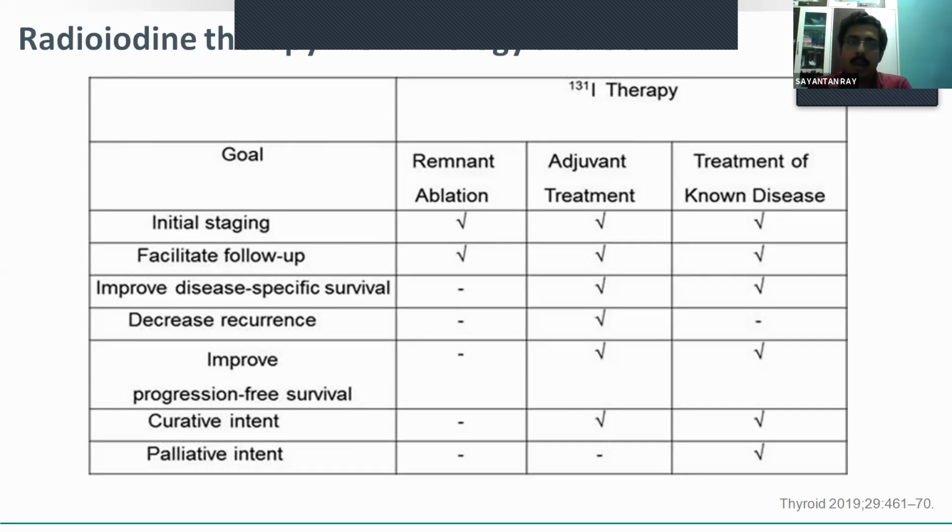metastasis or both. So if we look at this, remnant ablation is not associated with improved disease-specific survival or disease recurrence or improving progression-free survival. But regarding adjuvant treatment and treatment of known disease, they could be given with a curative intent, and adjuvant treatment is associated with improving disease-specific survival, recurrence, and progression-free survival.